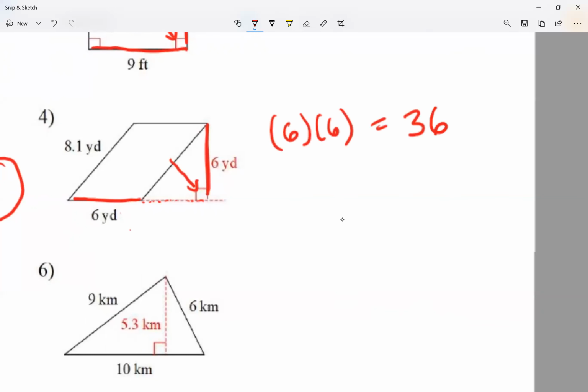So 36. Again, if you have decimals, because some of our answers will be decimals, make sure it is rounded to the nearest 10th. That means 1 decimal place. This is not a decimal. And again, if we were doing measurements, this is square yards. That means each square is 1 yard by 1 yard. But for homework, I'm interested in just the number.